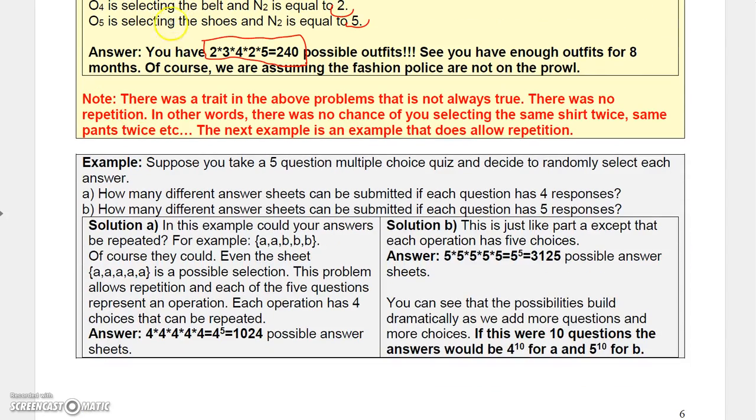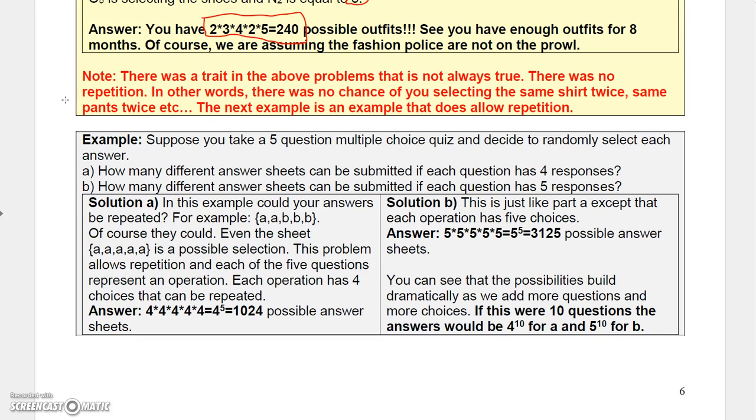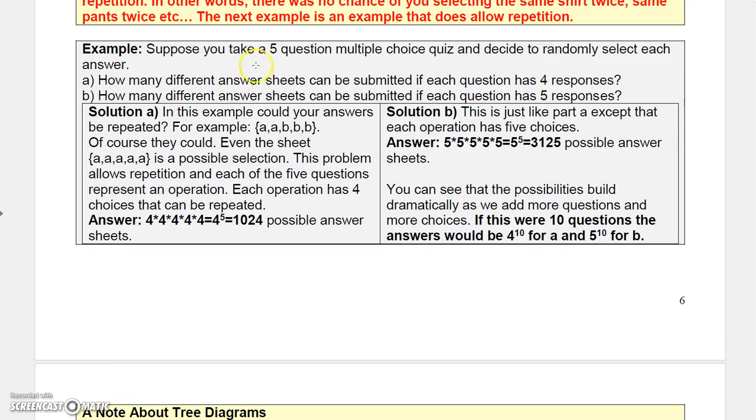Now, in these problems, there's a trait that's not always true: there's no repetition. In other words, there was no chance of you selecting the same shirt twice or the same pants twice and so forth. The next example allows repetition. Suppose you take a 5-question multiple choice quiz and decide to randomly select the answers. How many different answer sheets can be submitted if each question has 4 responses? Well, in this example, your answers could be A, A, B, B, B, or you could just answer all A for them. So obviously you're allowed to repeat the choices for the answers.